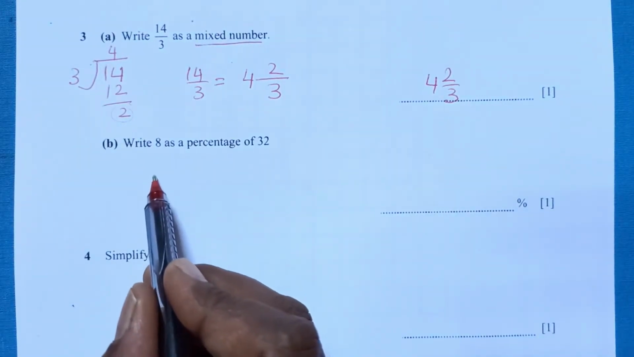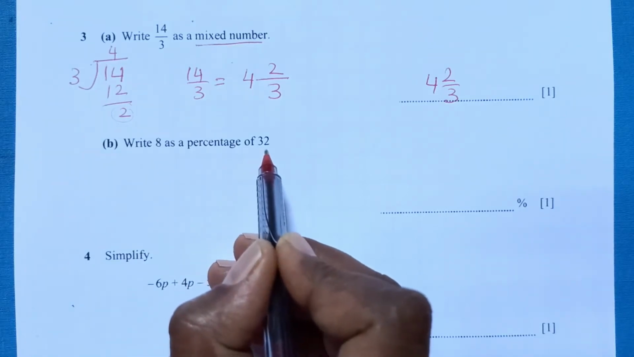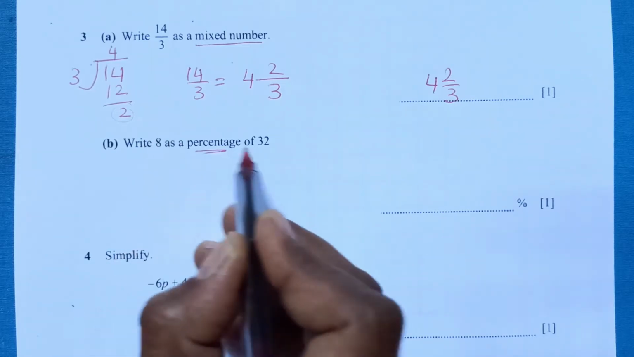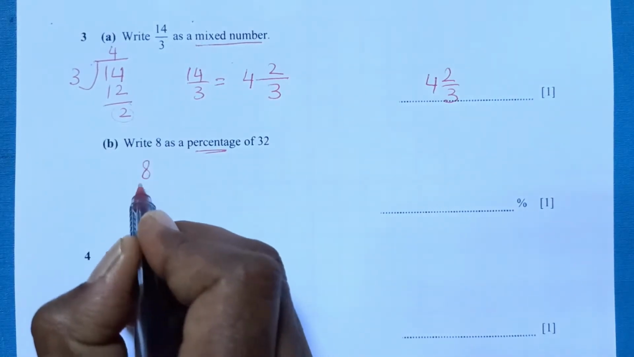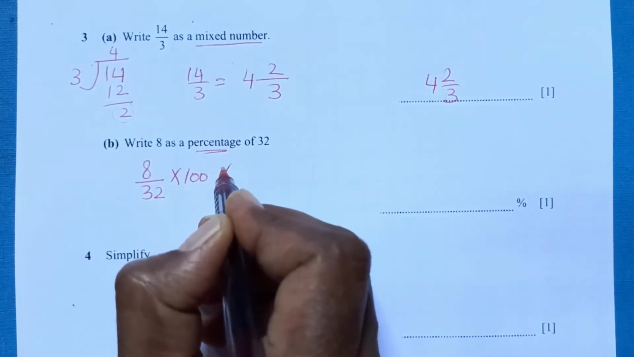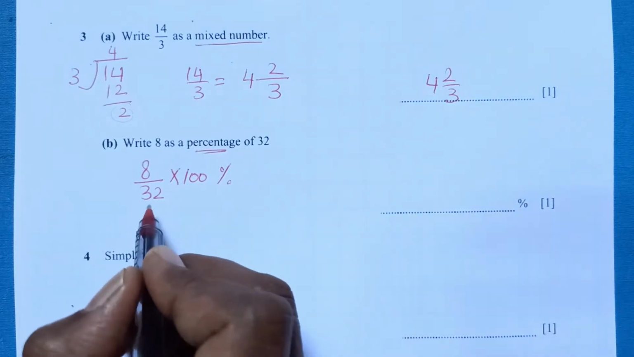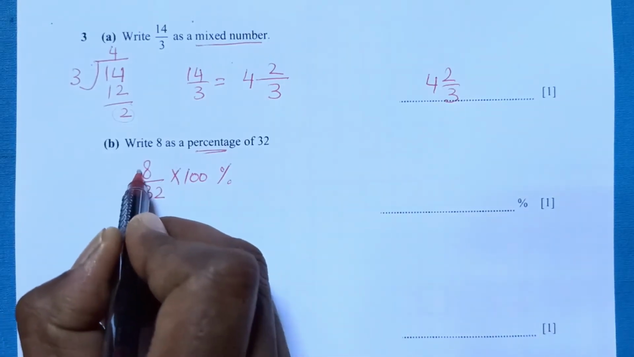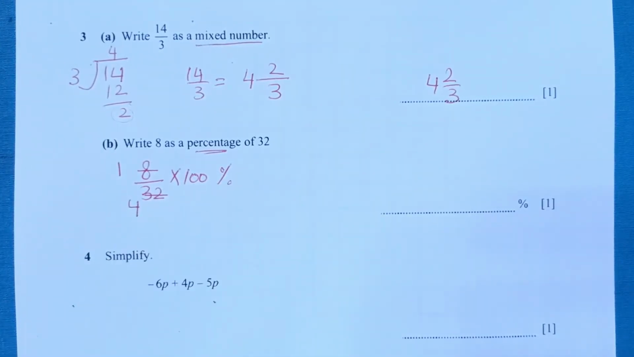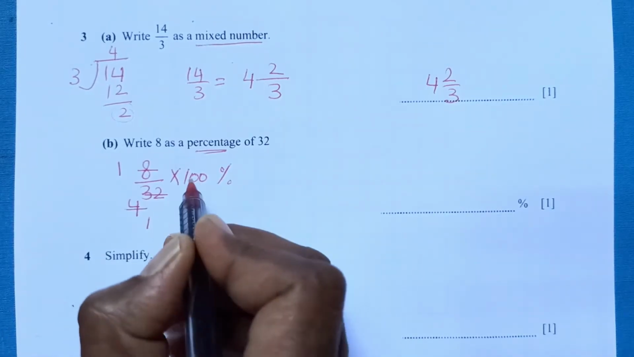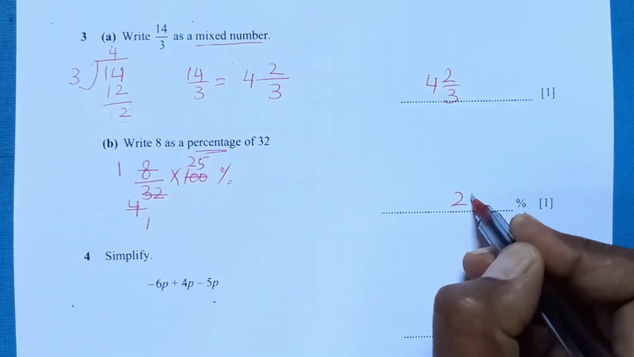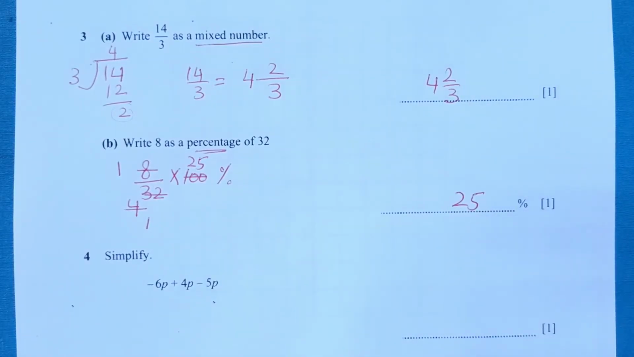Question number 3, part B. Write 8 as a percentage of 32. So we need to find the percentage of 8 out of 32. We want to know how much out of 100, so times 100, and the percentage sign is supposed to be there. When you simplify, 8 divided by 8 is 1 and 32 divided by 8 is 4. Then 100 divided by 4 is 25. So the answer is 25 percent in this case.